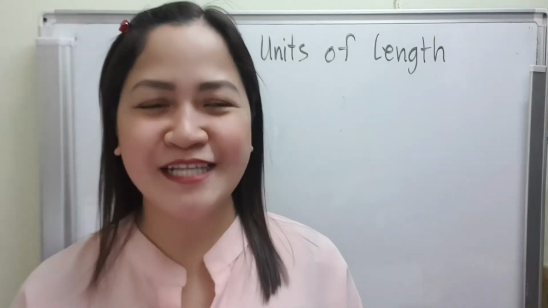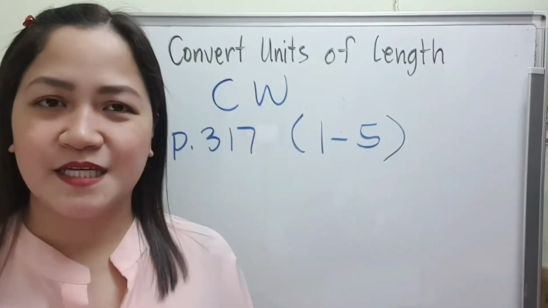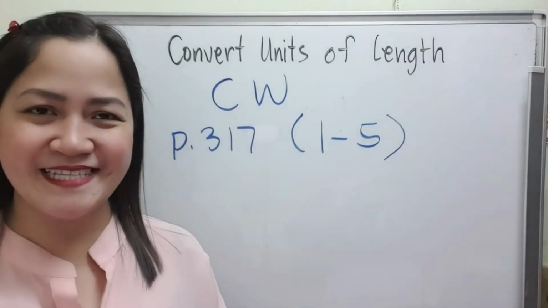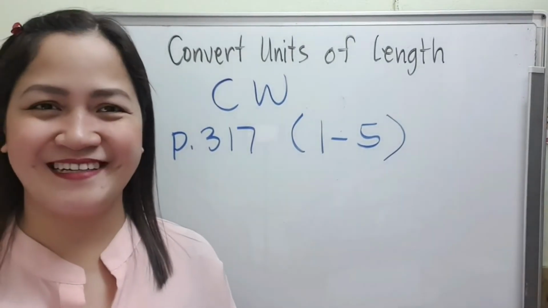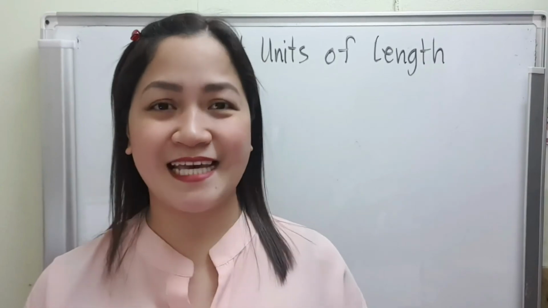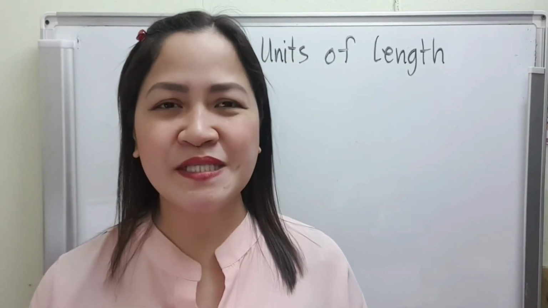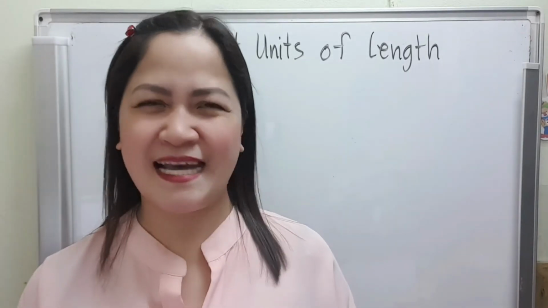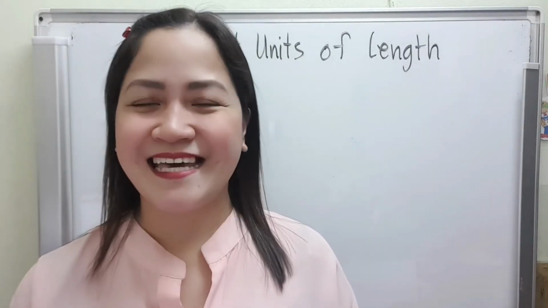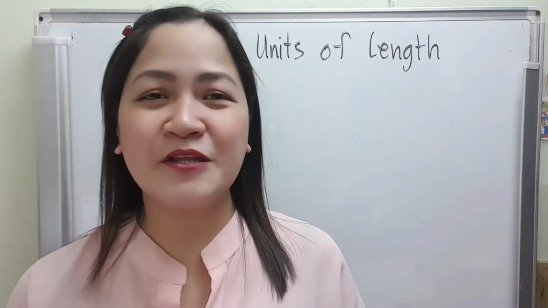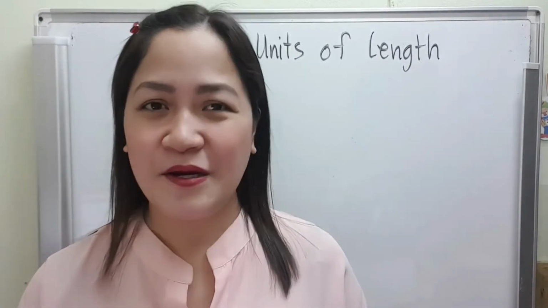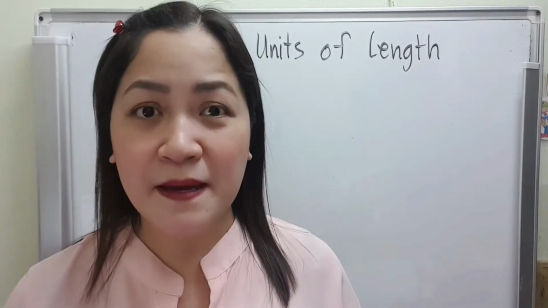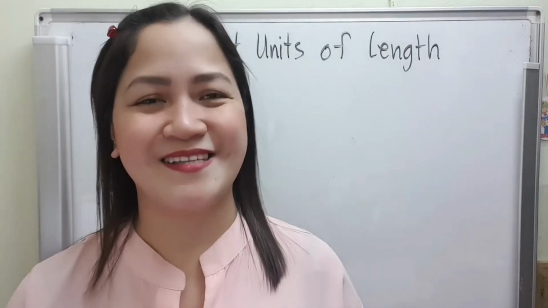Now I think you are ready to try it on your own. So for your practice, do page 317, numbers 1 to 5. I hope you understand the lesson today. For questions, we will be seeing each other in our Zoom class. But I think this is a little bit easy. In the next lessons, we will be doing the same thing. Remember, you don't have to memorize the conversion. Just remember how it is done.